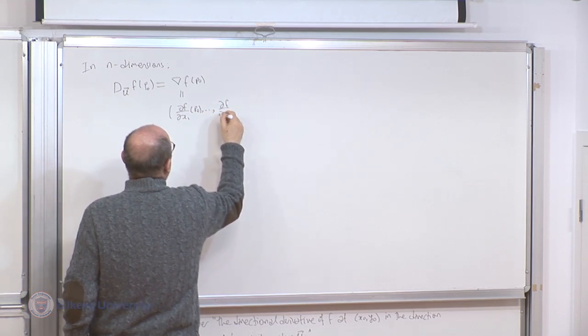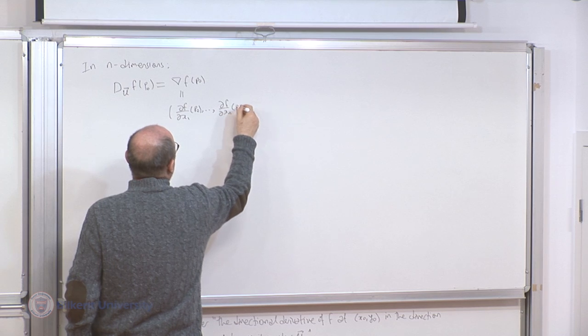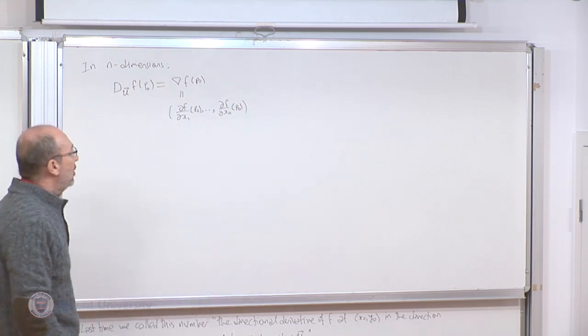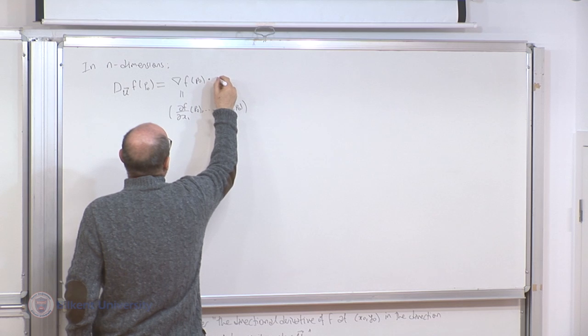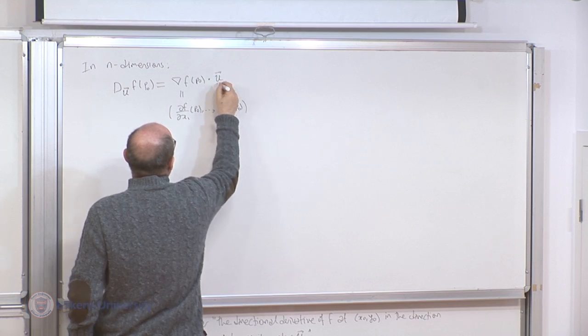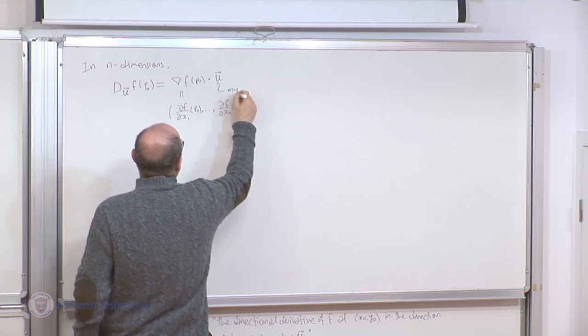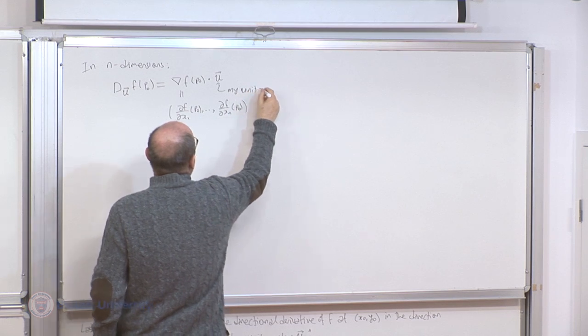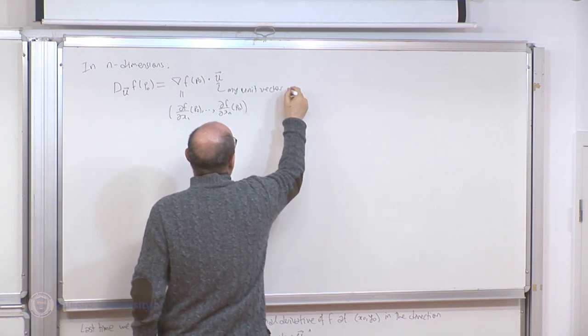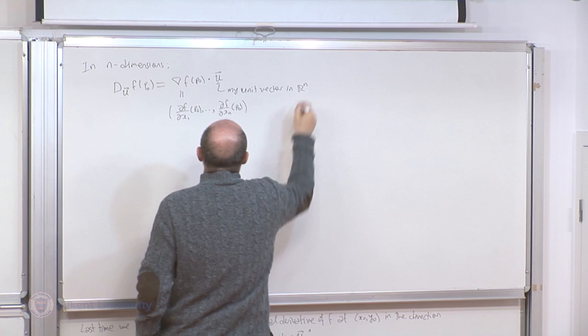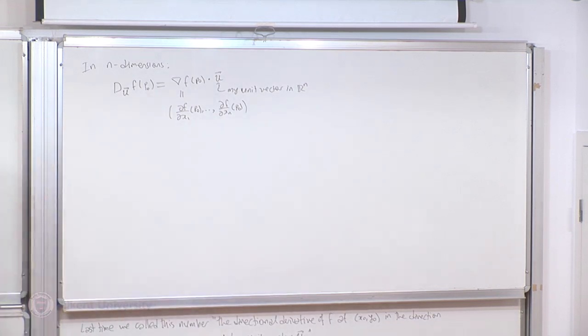Derivative of f with respect to xn, I'll evaluate it at p sub 0. So I get a vector like this times the unit vector. Okay, so this is my unit vector in Rn. Okay, so this is the definition.